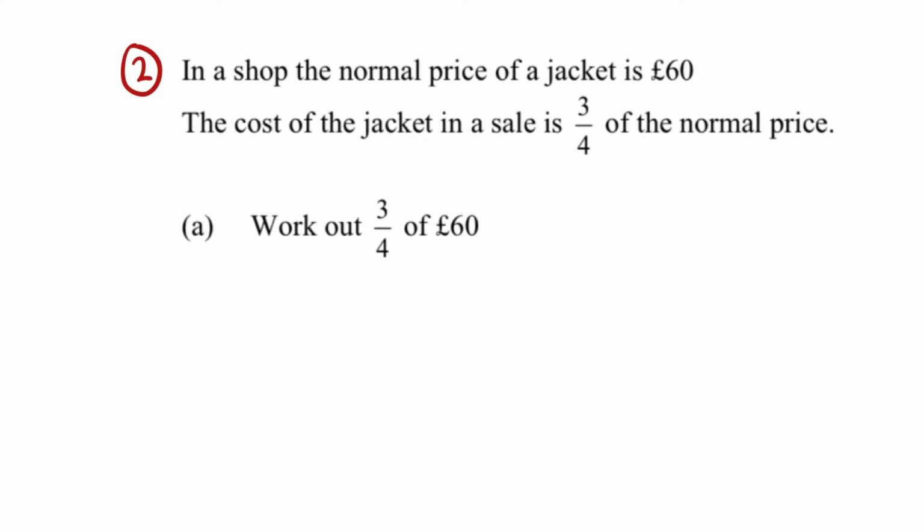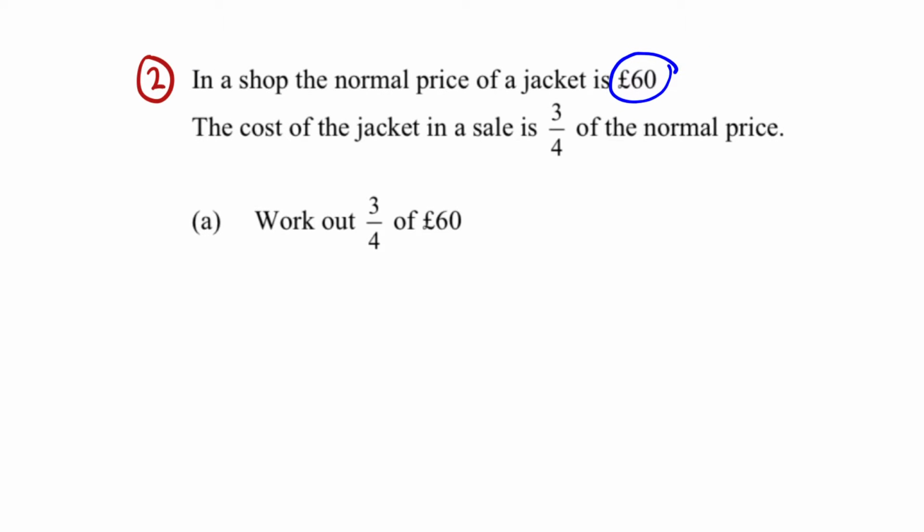Next question. In a shop, the normal price of a jacket is £60. I'm going to circle that. The cost of the jacket in a sale is 3/4 of the normal price. So we need to work out 3/4 of £60, and that'll tell us what the cost of the jacket is in the sale. It says here, 3/4 of £60, they have told us what to do.